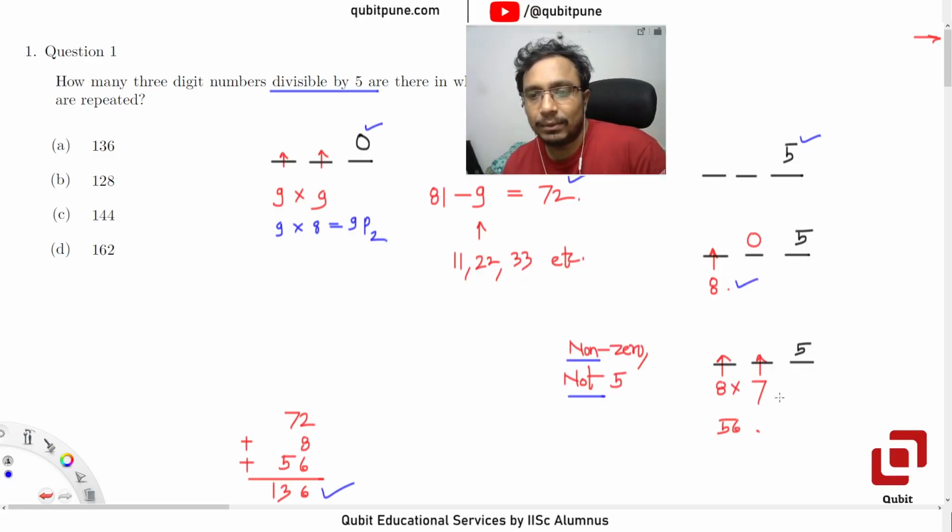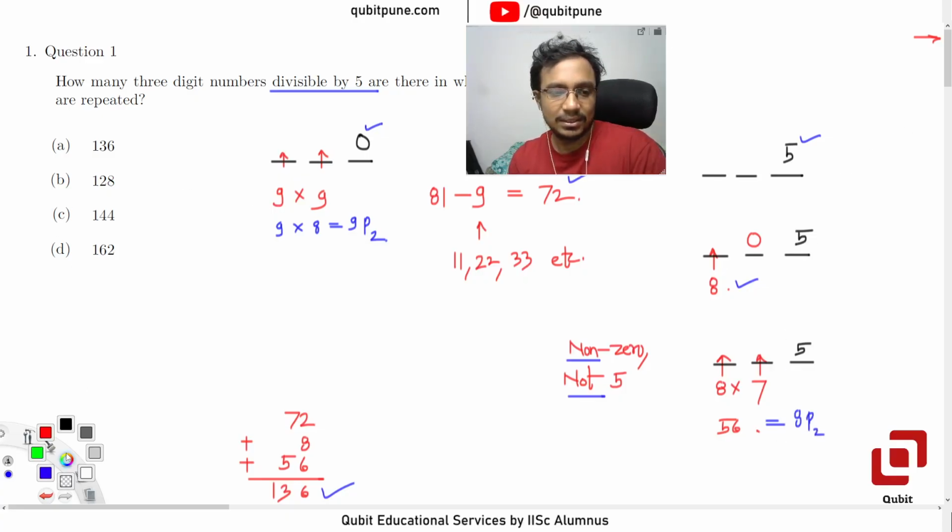And now, because you already considered 0, you would now be considering 3-digit numbers ending with 5 with no repetitions and with no 0. So total 9 numbers are there. 1 is gone because 5 is not there. So 8 into 7, that is 8P2. That's 56. You add them, you get 136. I hope most of you did it correctly. 72, 8 and 56.